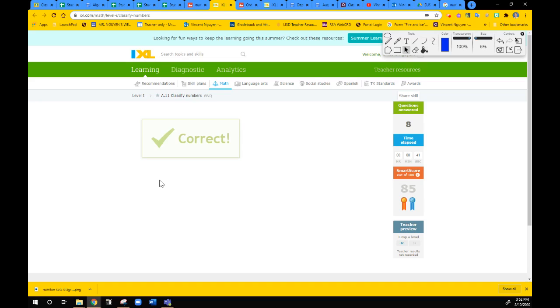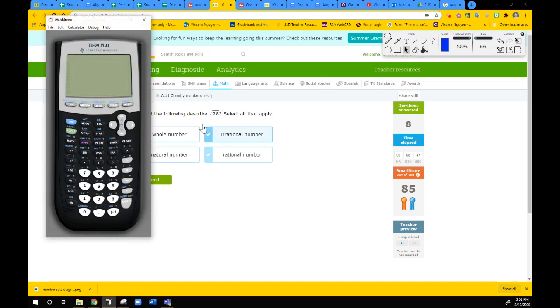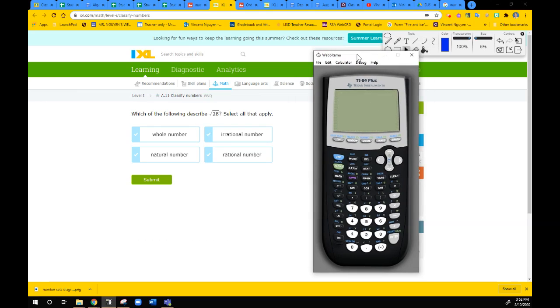Okay, very cool. So square root of 28, if you have a calculator and you pop it up real quick and type in square root of 28, you're going to see that it goes on, right? It's a complicated decimal value. We don't know what's about to come up because it doesn't have a particular pattern. So we're going to say that, oh, this is an irrational number.